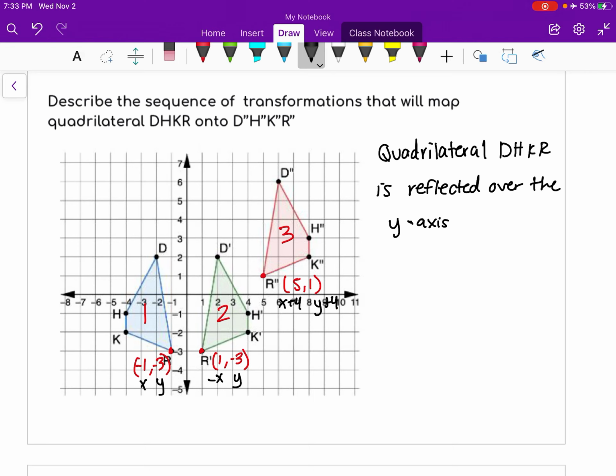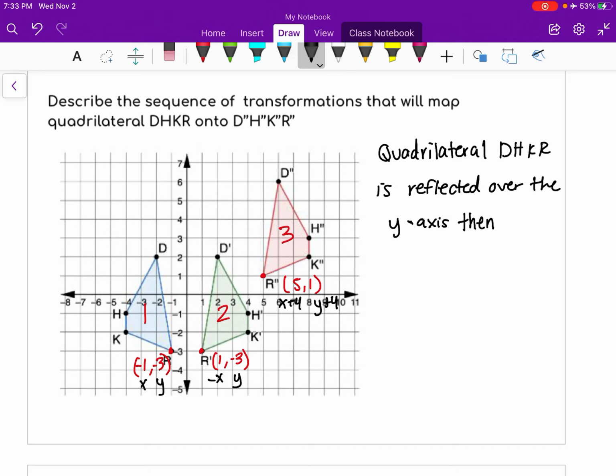Anytime we add or subtract from x and y, this is a translation. More specifically, if we're adding to x, that means that we're going to the right 4 units. And if we are adding to y, that means we are going up 4 units. This is exactly what we're going to write.